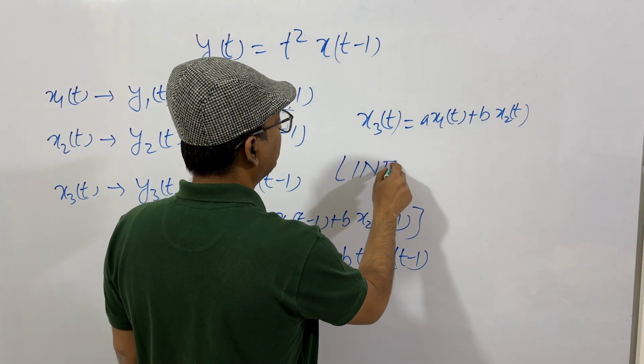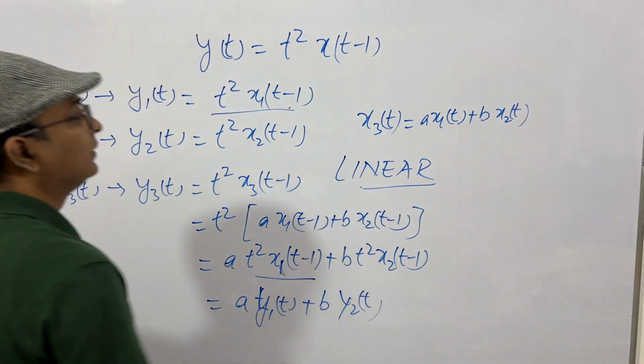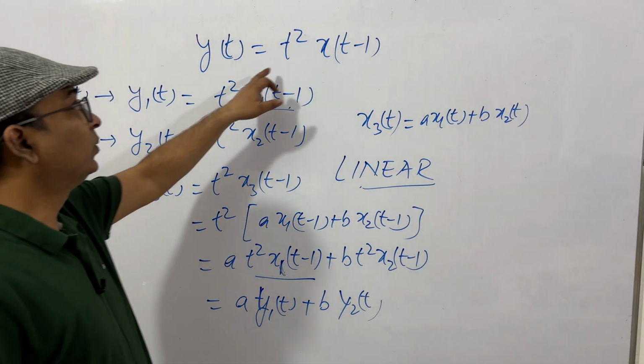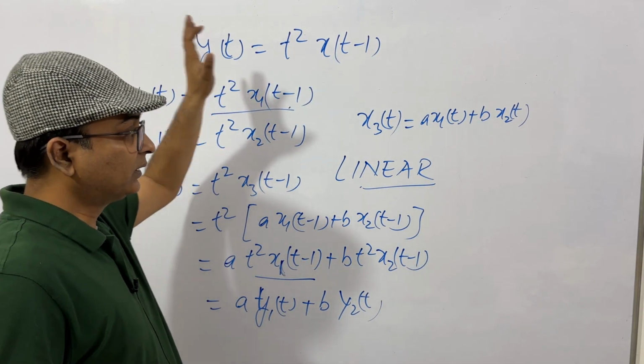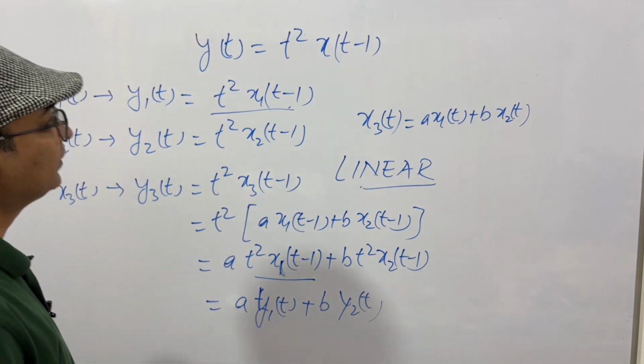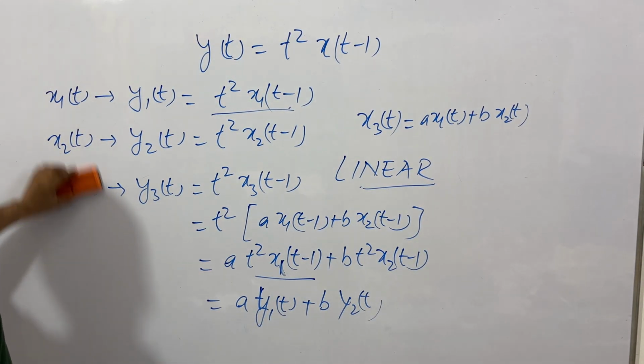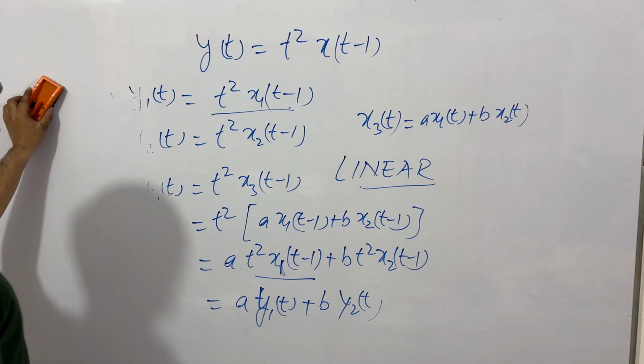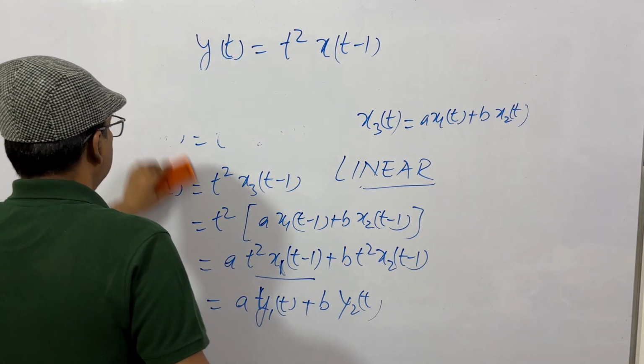So we have seen that the system is linear. Looking at this, this was a square. So first thing that would come to your mind is that the system must not be linear. But see, the system is linear. Now, second thing, we'll see whether the system is time invariant or not.